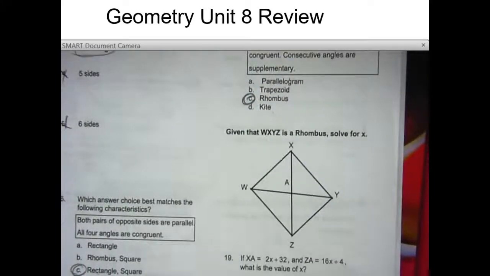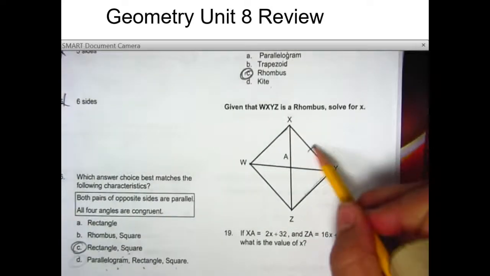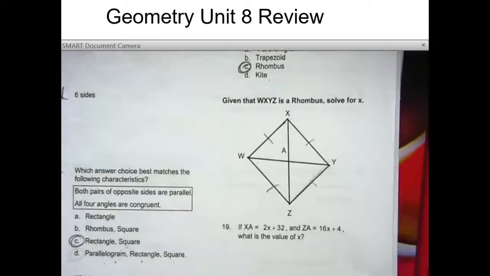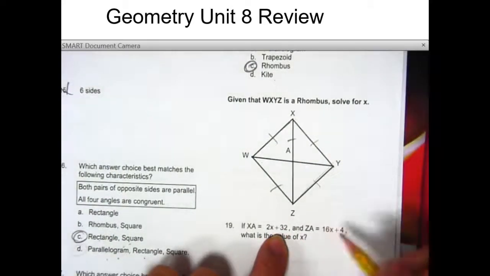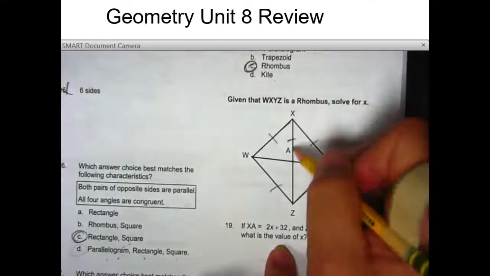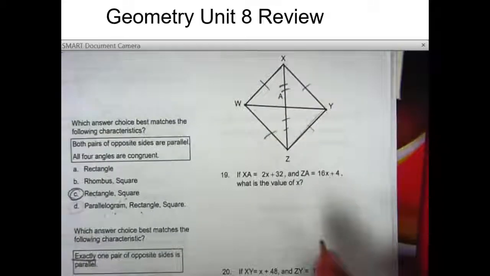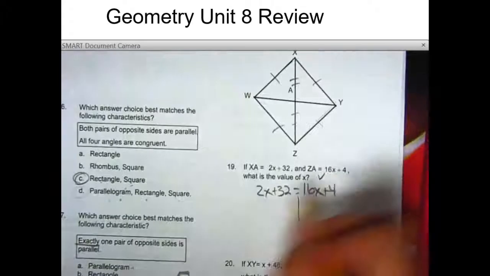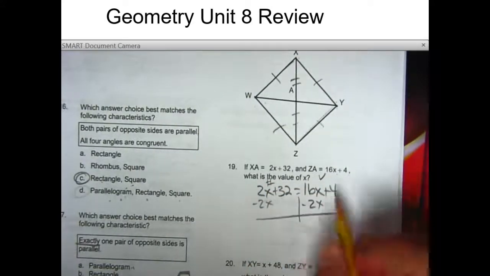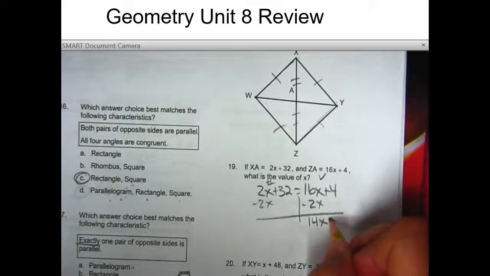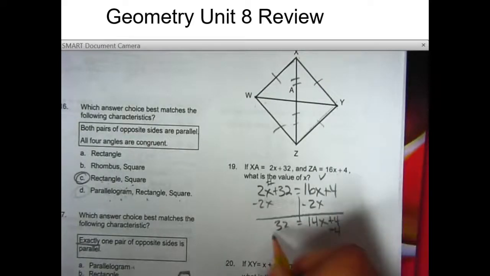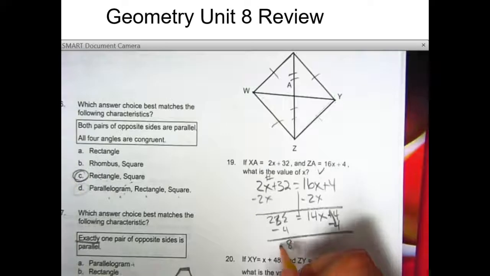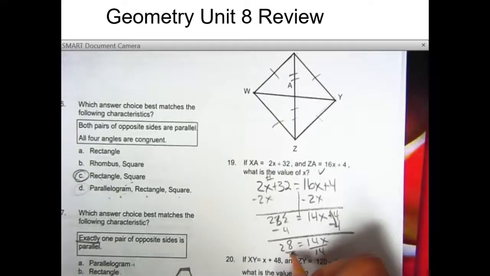Given that WXYZ is a rhombus means that all four sides are the same, and that the consecutive angles are supplementary, and the opposite angles are congruent to each other. If XA is equal to 2x plus 32, and ZA is this, find the value. So in a rhombus, the diagonals are congruent to each other. So we're just going to put them equal to each other. 2x plus 32 equals 16x plus 4. I have a variable side and a number side, minus 2x. I'm going to minus 4. 32 minus 4 is 28. Is equal to 14x. Divide by 14. X equals 2.